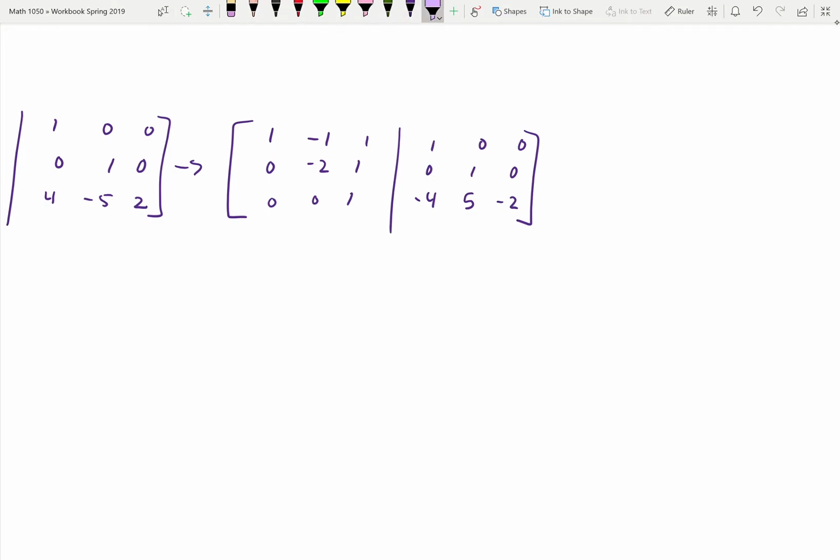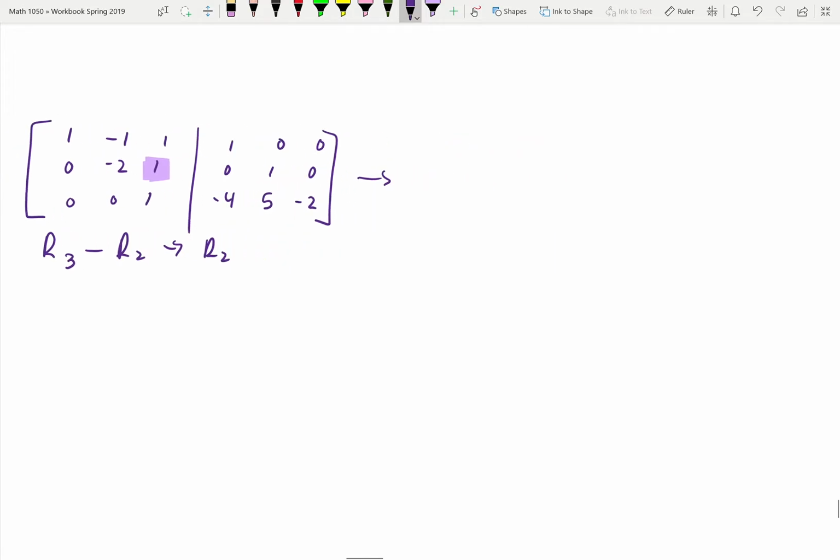The next thing I need is a 0 right there. I could do row 2 minus row 3 or row 3 minus row 2. It doesn't matter. I'm going to go row 3 minus row 2 becomes my new row 2. Okay, so row 1 doesn't change. Row 3 doesn't change. Row 3 minus row 2, 0 minus 0, 0. 0 minus a -2, that's 0 plus 2, which is a 2. 1 minus 1, 0. -4 minus 0, -4. 5 minus 1 is a 4. -2 minus 0 is a -2.